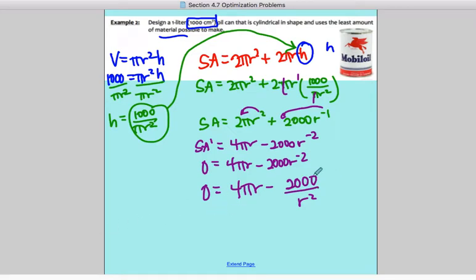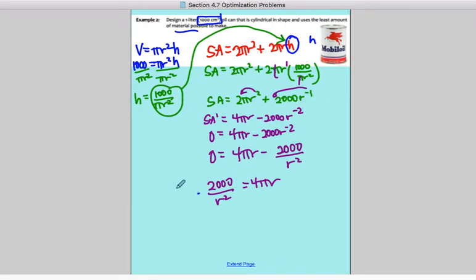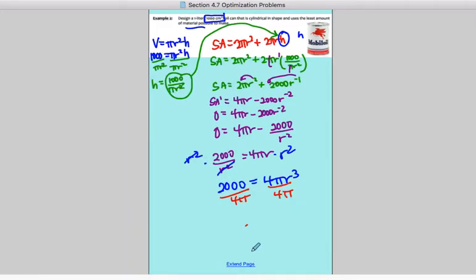Okay. So adding this to the other side, I have 2000 times both sides by r squared. We're just trying to get r by itself, so these will cancel. So 2000 equals 4 pi r cubed. We're going to divide by 4 pi. 2000 divided by 4 will give us 500 over pi equals r cubed.